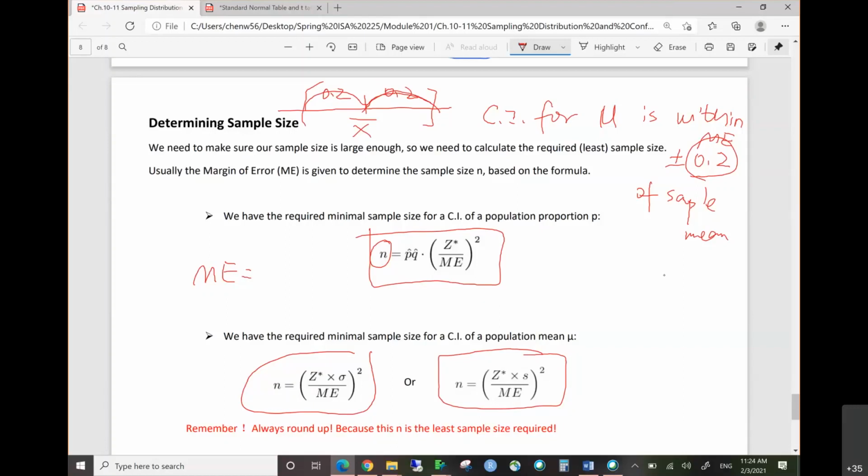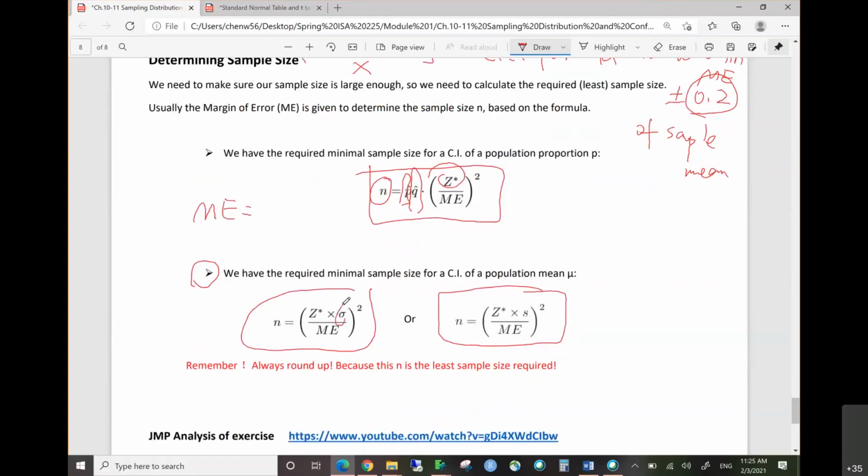You have the sample proportion, you have 1 minus the sample proportion, and you have the z star depending on the confidence level. So you have everything, you just follow the formula. Again, for determining the sample size for the mean, you still have two formulas for the two cases, sigma and S. Since the t star depends on the sample size, we do not have the t star anymore, so you don't need to change this z star to t star. You still have the z star.